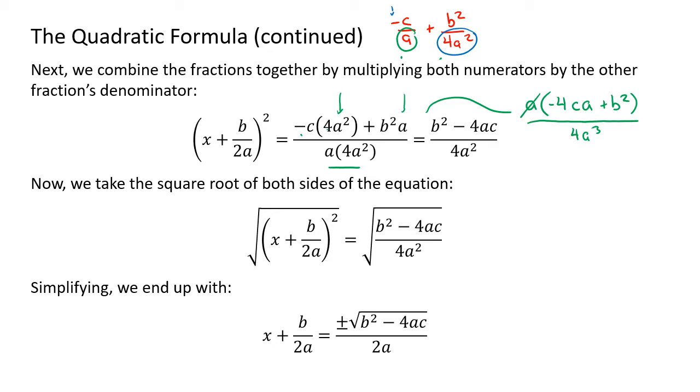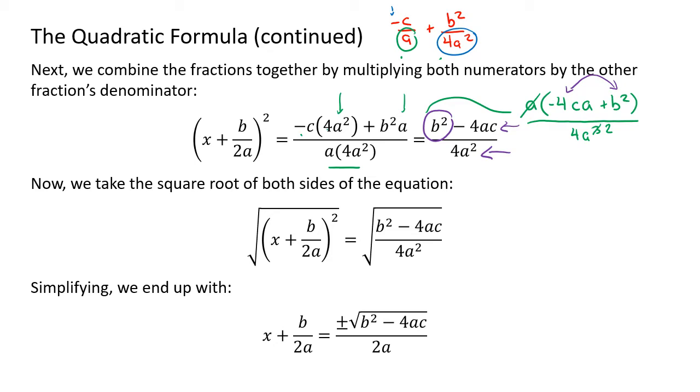So this a will cancel with one of these a's, and this will just become a squared. I'm going to rearrange the items in the top so that the negative term is second, just for aesthetics, it looks better. And what you arrive at is b squared minus 4 times ac, divided by 4a squared. That's just simplifying this expression we have here.